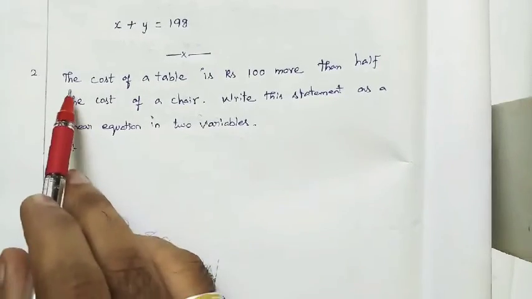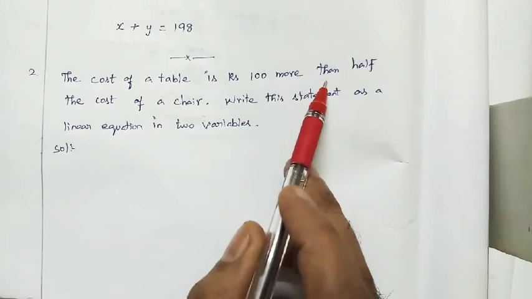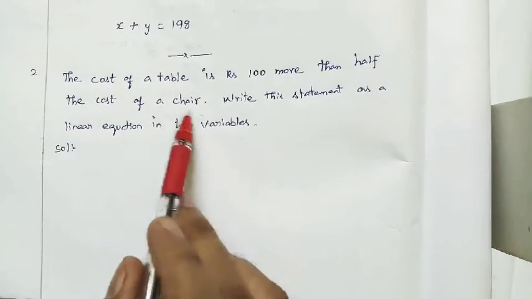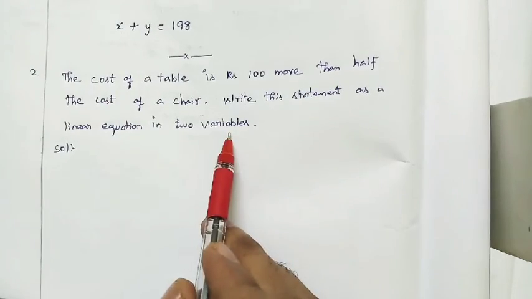Number 2: the cost of a table is rupees 100 more than half the cost of a chair. Write this statement as a linear equation in two variables.